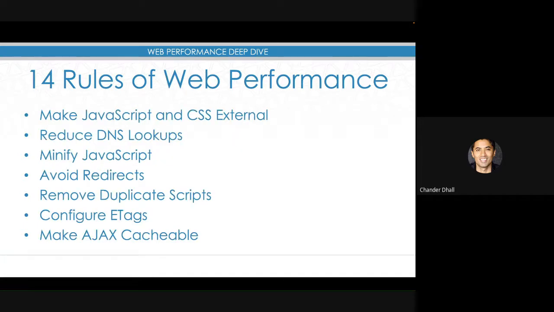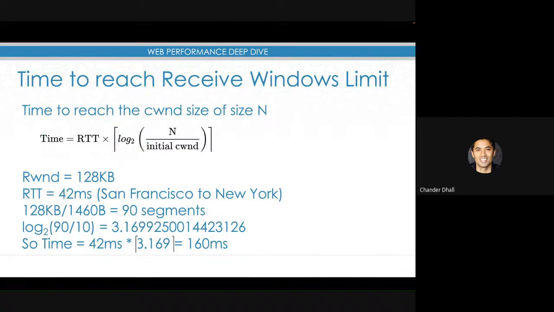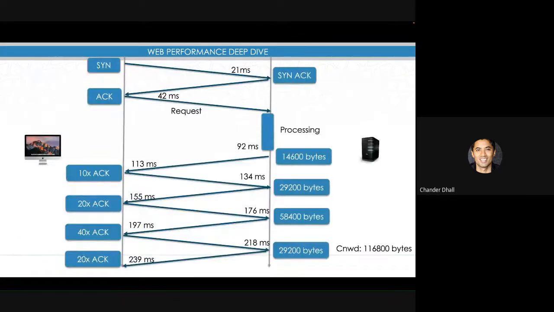All right, so one thing to understand is how browsers work. The way browsers work is they have a protocol. For example, we're going from San Francisco to New York, and let's assume one round trip time happens to be 42 milliseconds. That means you're going to send a synchronization to the server, and that server is going to send an acknowledgement back, and it takes 42 milliseconds.